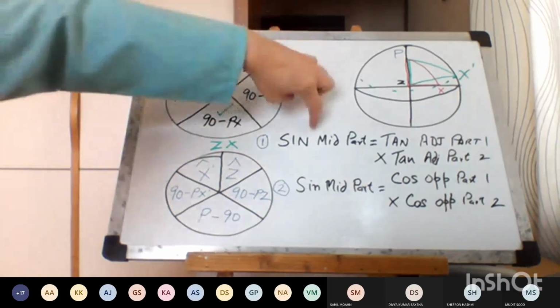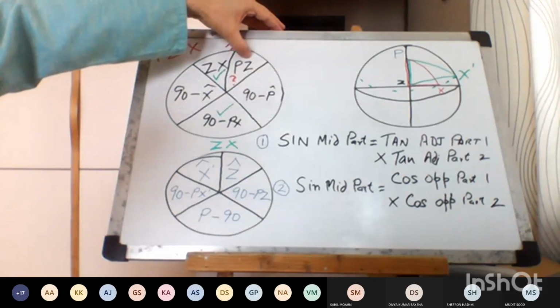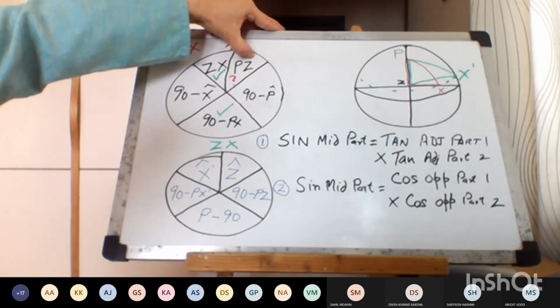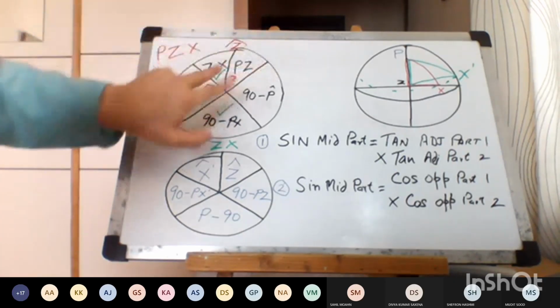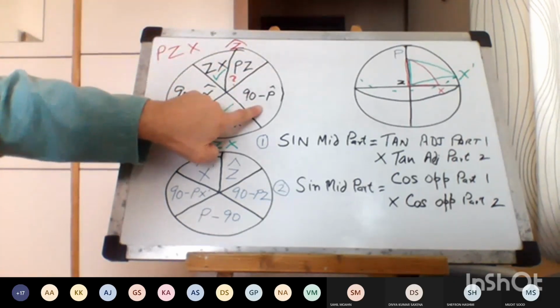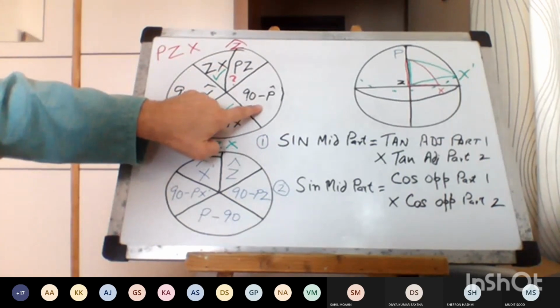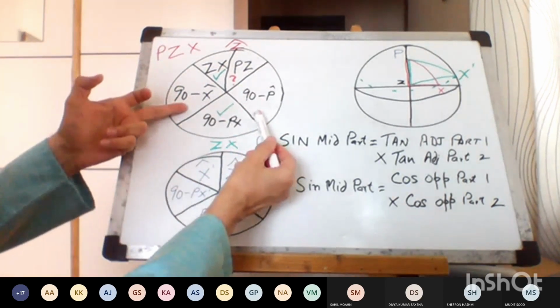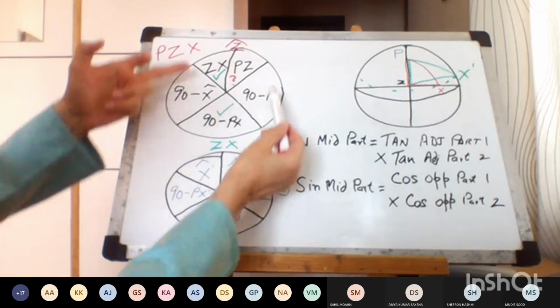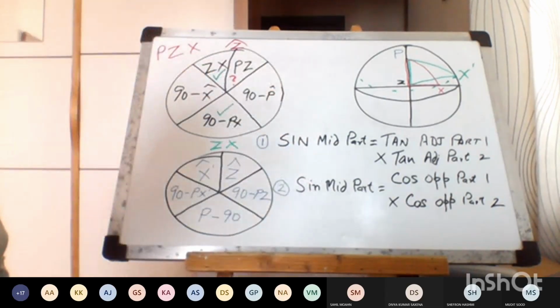If I use formula 1, because I have to find Pz, let us say I put this as the sine mid part, then this is tan adjacent part, this is tan adjacent part. It will not work because I don't know this. So I have to keep one in the middle, and the next two will become automatically adjacent, or leave the two adjacent and then the other two will become opposite part. Is this clear, gentlemen, or do you have any doubt in this?